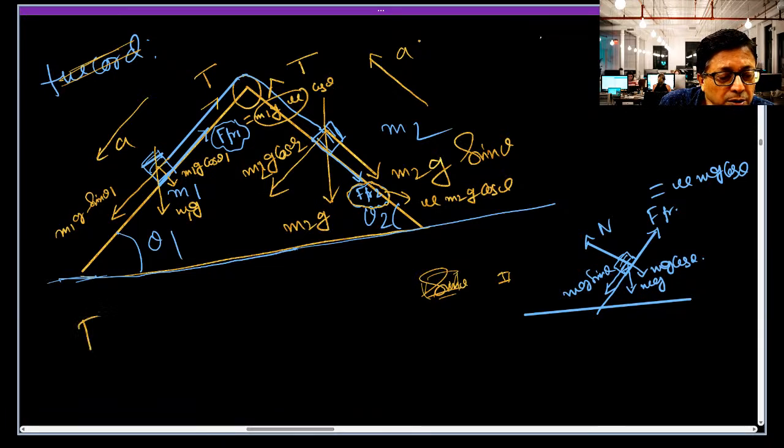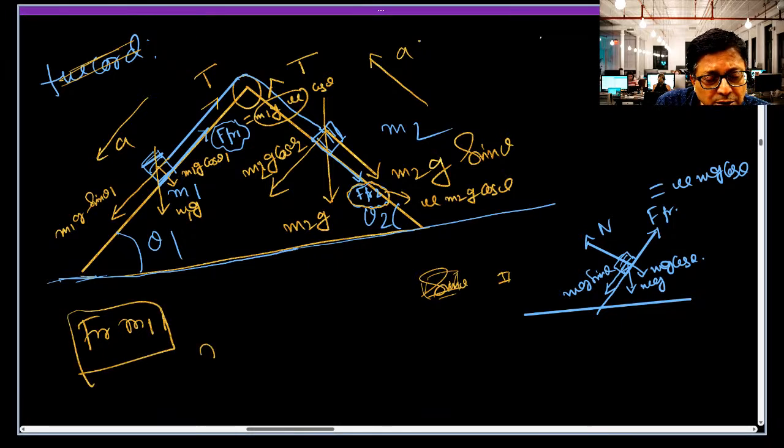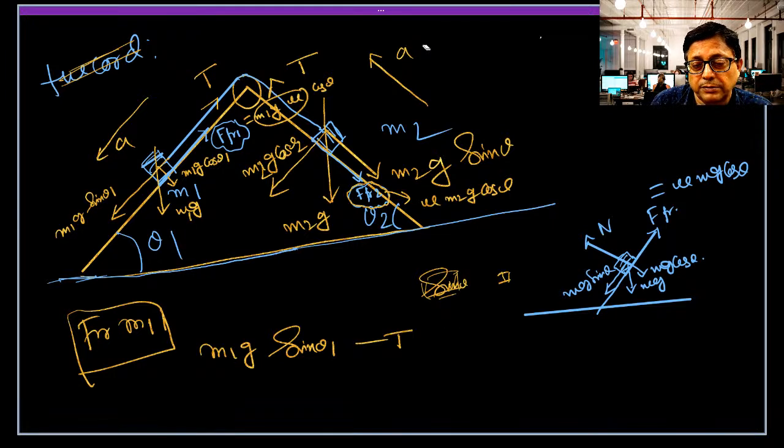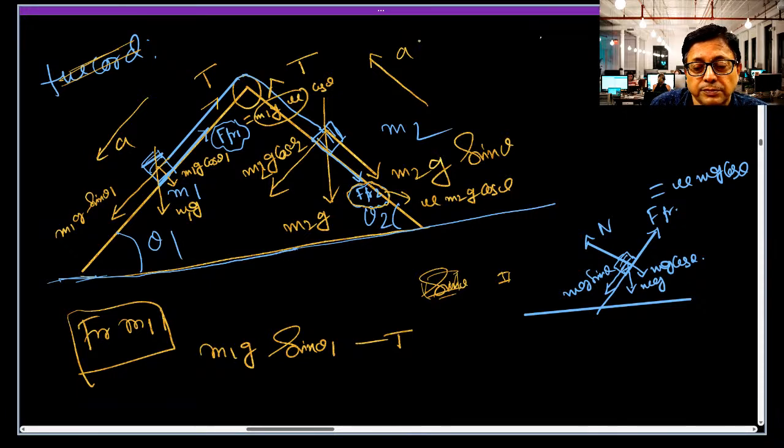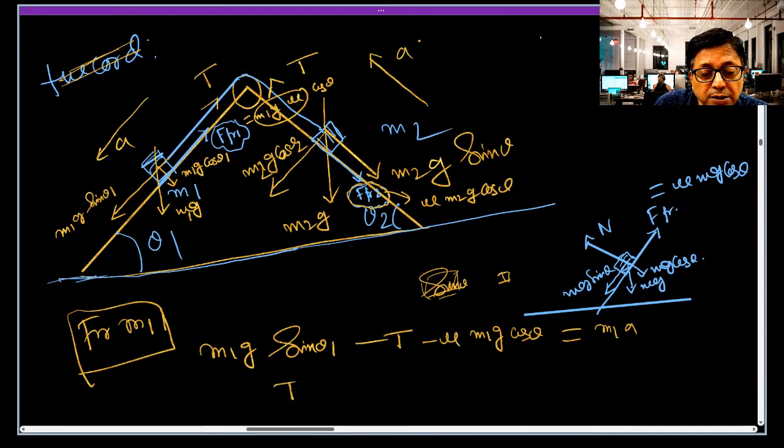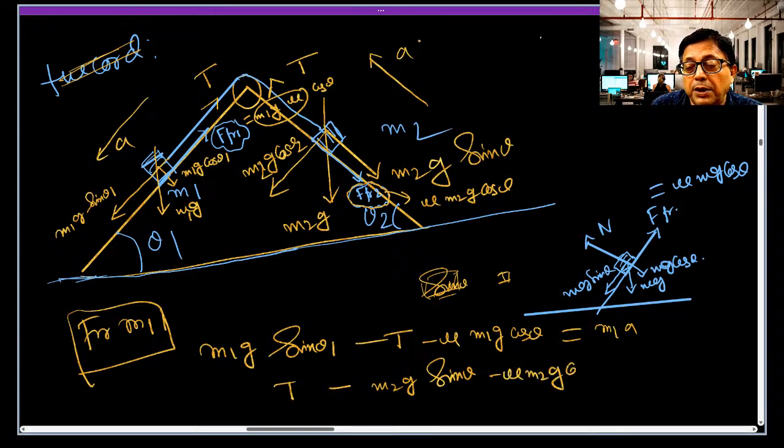Write the equation of motion. For M1 mass, how do you write the equation of motion? M1G sin theta1 minus T minus mu M1G cos theta equal to M1A. And for this one, what? T minus M2G sin theta minus mu M2G cos theta equal to M2A.